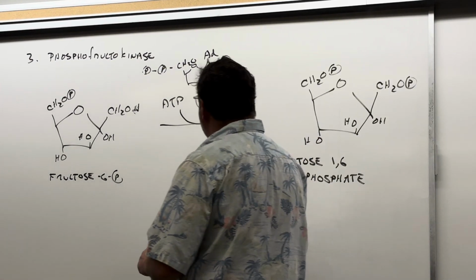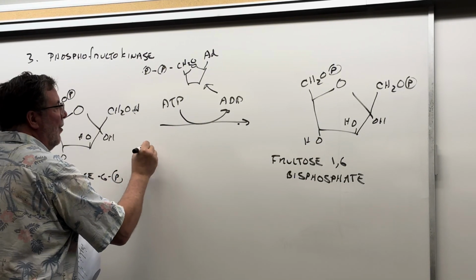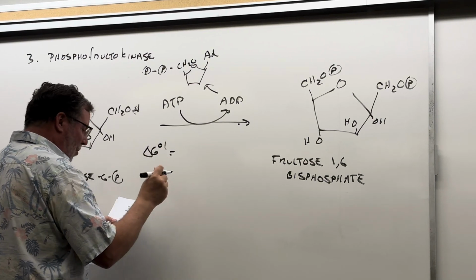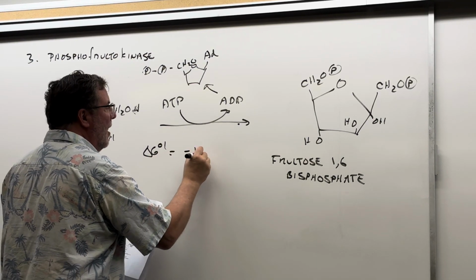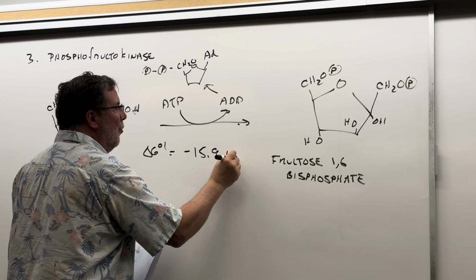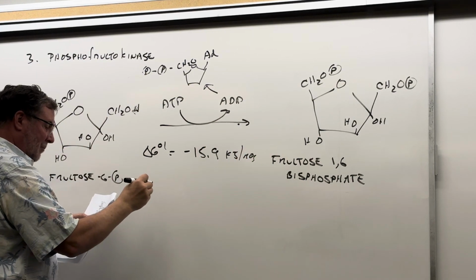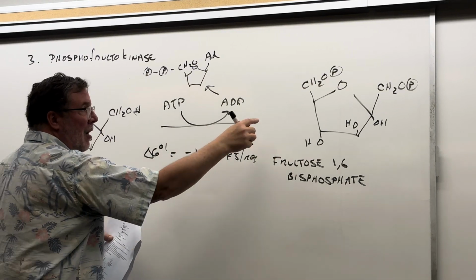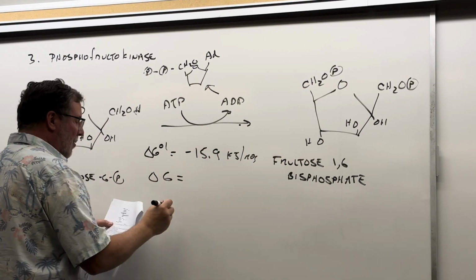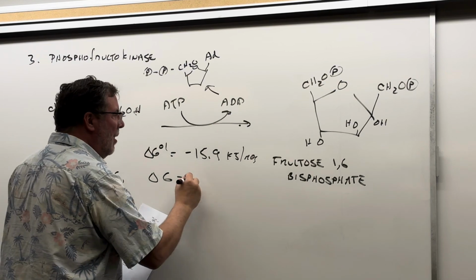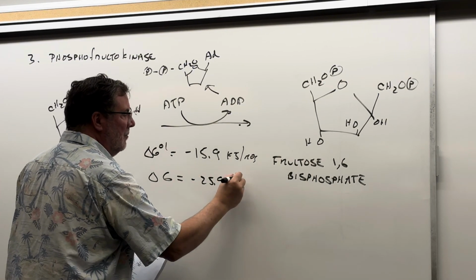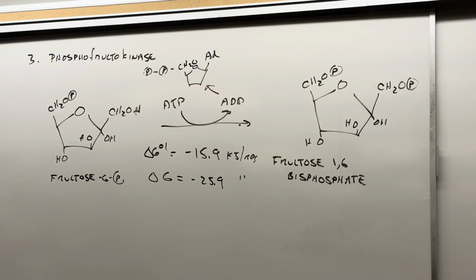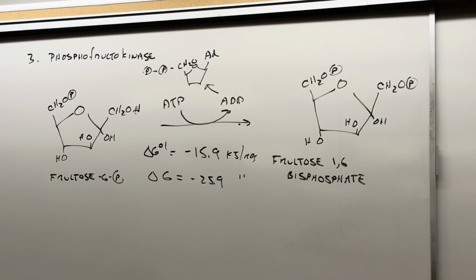Okay, this is another one that is thermodynamically favorable. The delta G naught prime equals minus 15.9 kilojoules per mole. And the delta G, again because the product is going to be consumed, equals minus 25.9 kilojoules per mole. So this is another one that's highly thermodynamically favored, and from a practical standpoint, it's not reversible, while the phosphoglucose isomerase reaction is easily reversed.